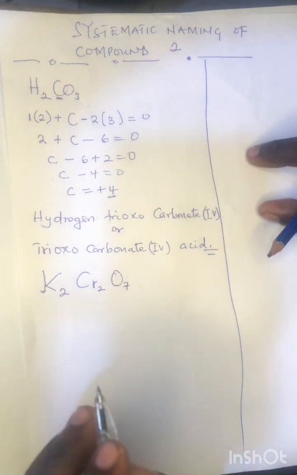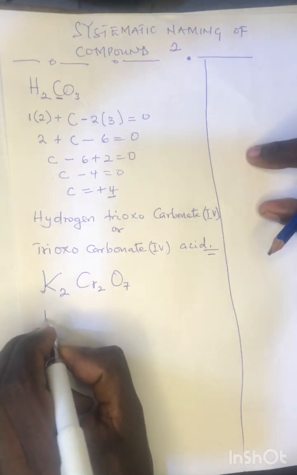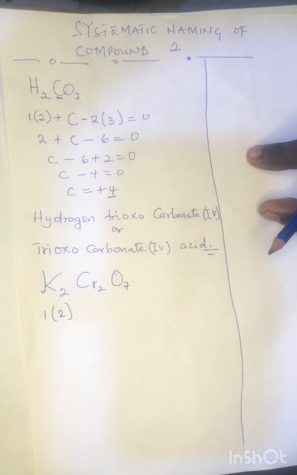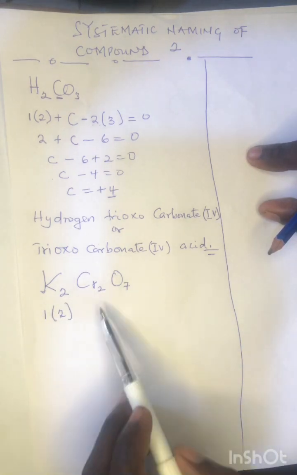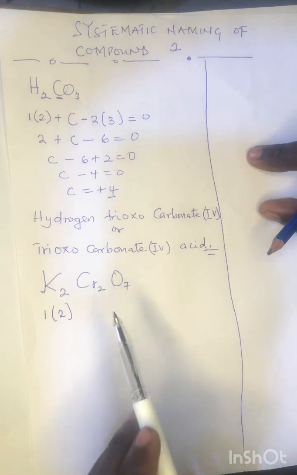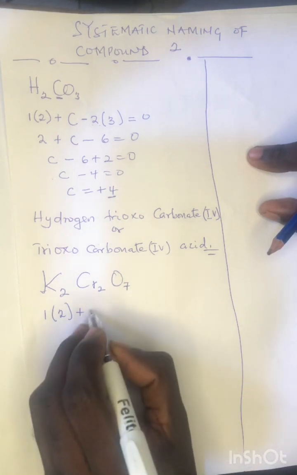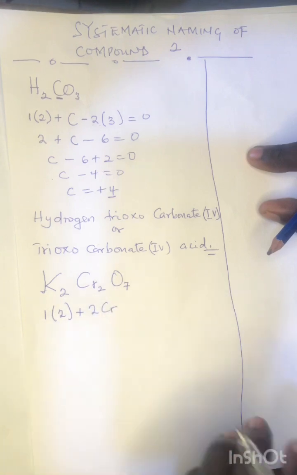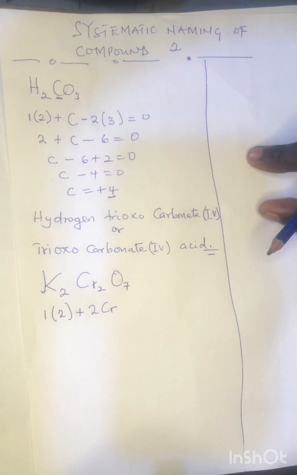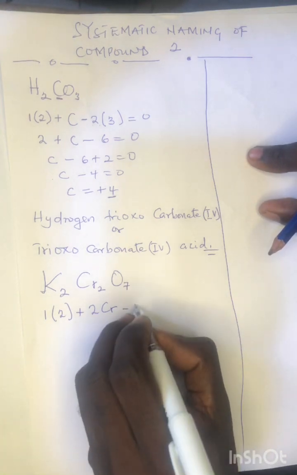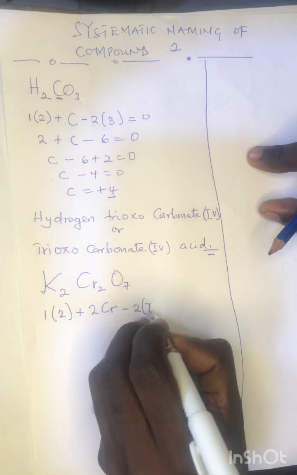What is the charge of potassium? It is plus 1. It has a molecule of 2. We just write it. Remember, in my previous video, I said that anytime what we are looking for is having a molecule, it is taken as an atom. So this one becomes 2Cr. The Cr is the chromate, what we are looking for. I believe it's clear. Now, what is the charge of oxygen? It is -2. The molecule here is 7.